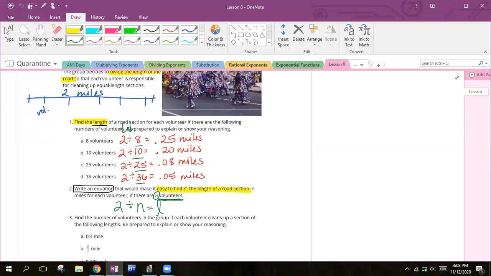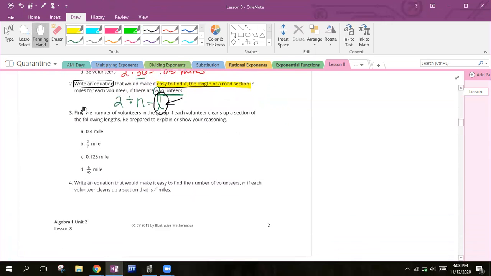Okay, so once again, once it's asking you to find something specific, like length, since that's what it's asking me to find, or making it easier to find the length, that's what I'm going to set my equation equal to, what I'm trying to find. Okay, so looking at number 3, it says find the number of volunteers. So this time I'm trying to find volunteers. This time if we know the length of the road.